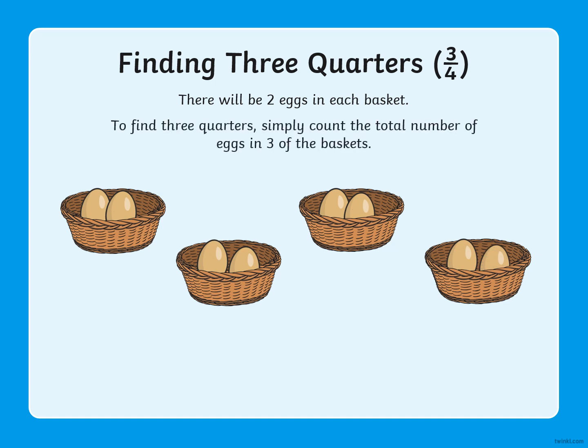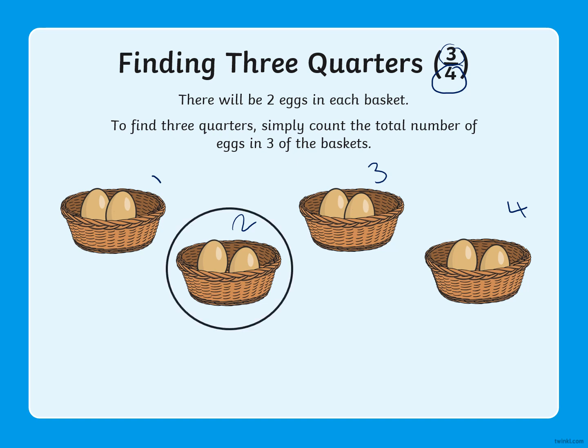Okay. To find 3/4, simply count the total number of eggs in 3 baskets. So remember, I said that this number here tells us how many groups or baskets we're going to need. So we need 1, 2, 3, 4. Remember? And this number tells us how many baskets or groups we are looking at.